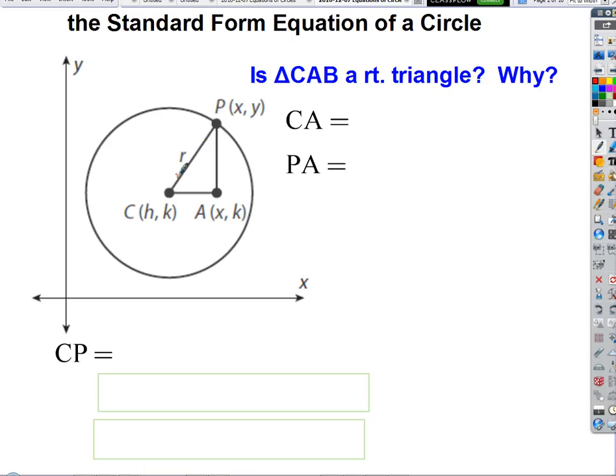So what could we say about the length of segment CA? That's just this segment down here. Think of it in terms of how far an ant would move if it traveled from here over to point A. And point A, remember, is just the point that's horizontally aligned with C and vertically aligned with P, like we talked about yesterday. The reason we do that is so it can be a right triangle, right? So how far does the ant move?